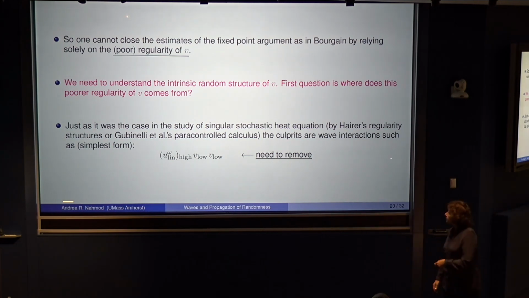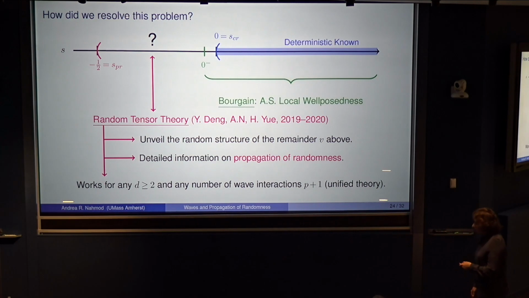Okay? And so the way that we solved this, with Yu Deng, Haiti and Yue, was through this analog of the theory of regularity structures, but for dispersive PDE. You cannot solve this with regularity structures. It doesn't work, which is what we call the random tensor theory. And what we do here is we sort of unveil the random structure of the remainder and give very detailed information about the propagation of randomness. And the beauty of this is that this works for any dimension and any number of wave interactions. Okay? It's a unified theory.